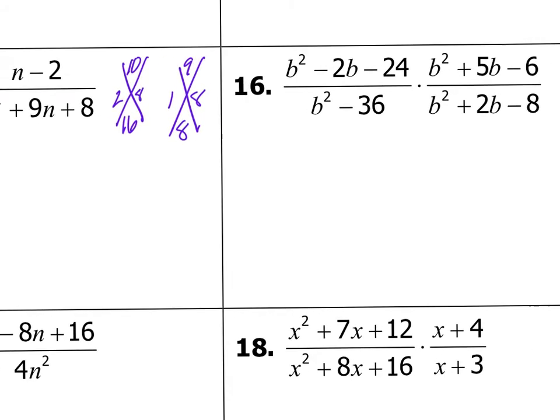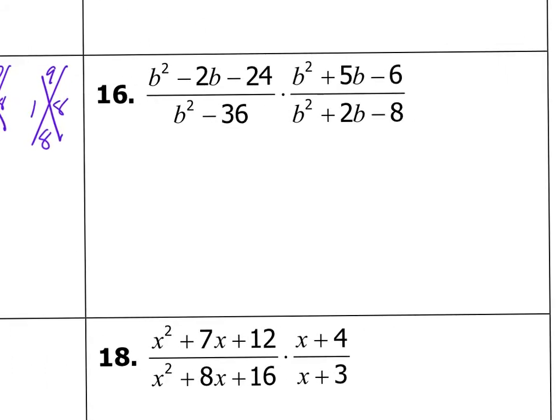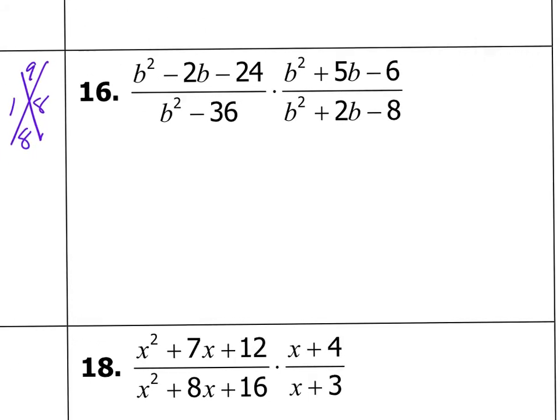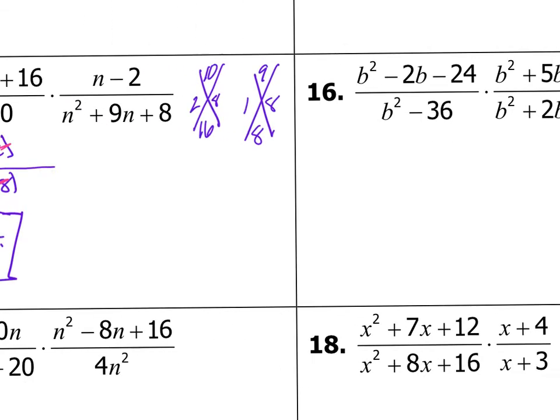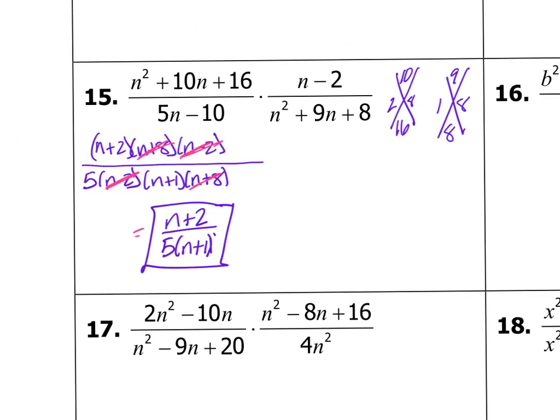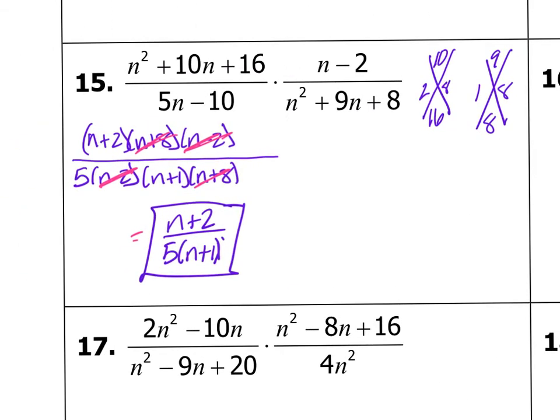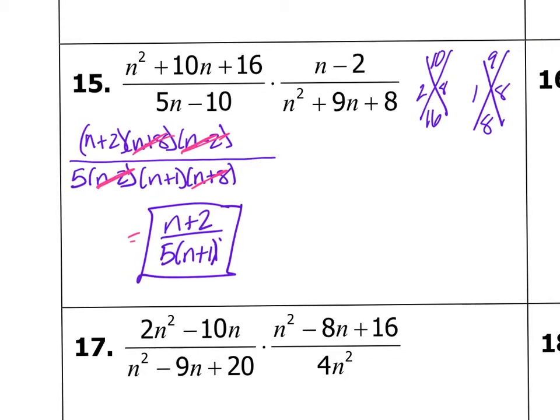So now we're going to go to number 16. Before I go to number 16, I do want to say this really quick. Sometimes it depends on the form your answer is in. Sometimes you might see this answer as n plus 2 over 5n plus 5. So that might also be the answer. Just go ahead and check. Both answers are correct. Just look and see what form they want the answer in.